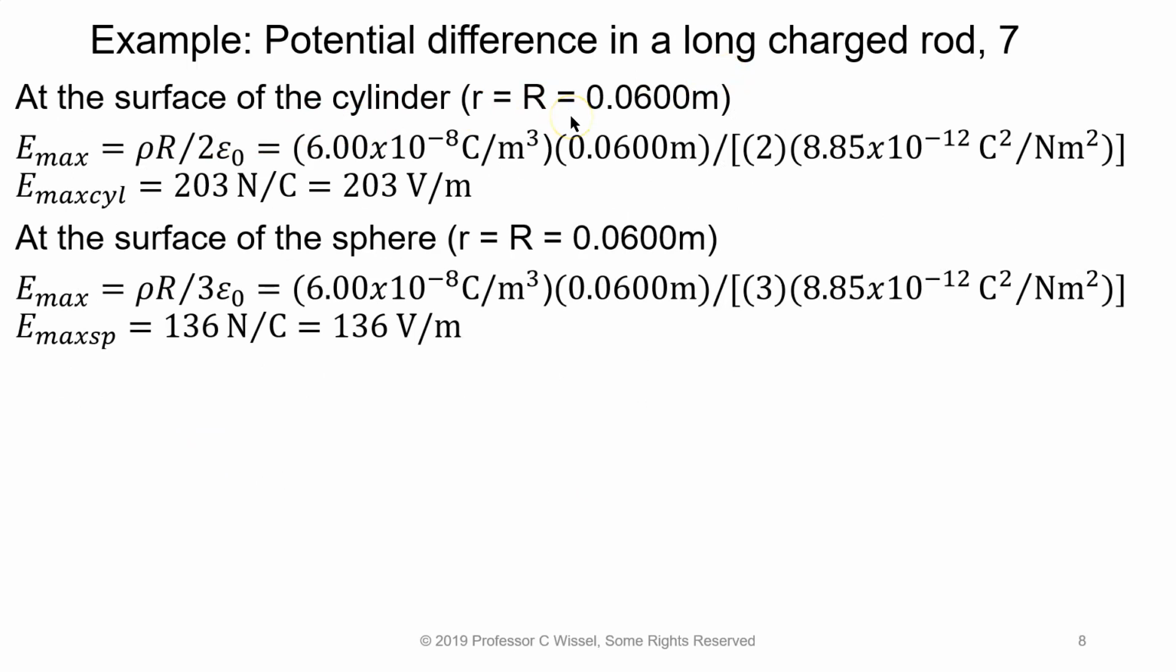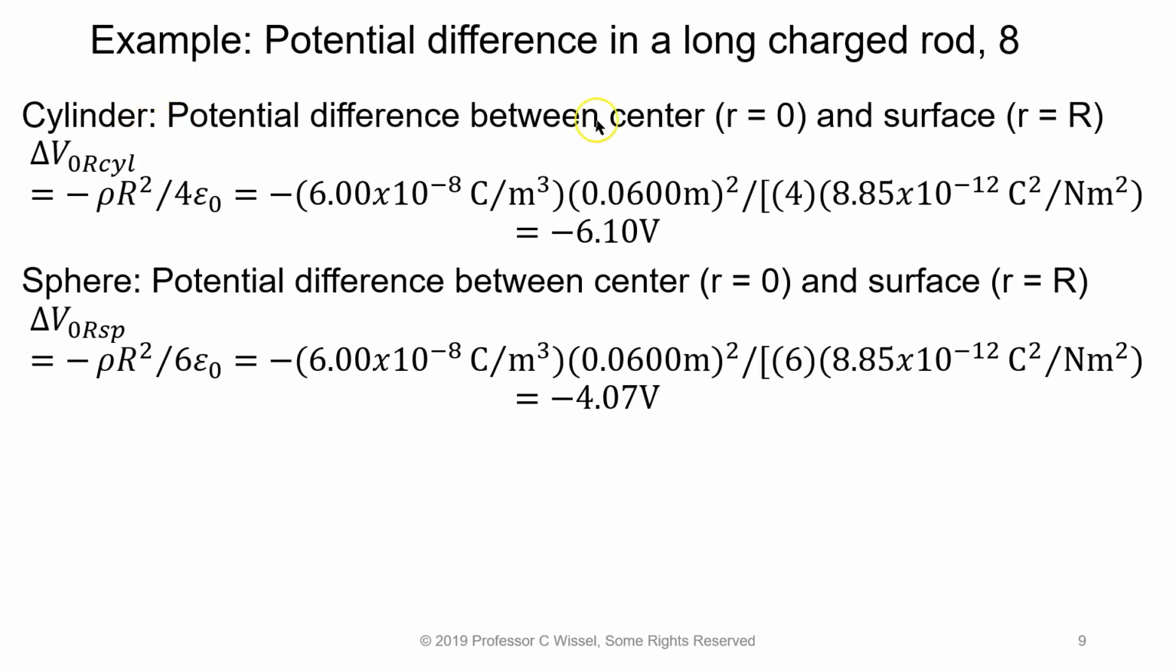At the surface of the cylinder, E max is rho times big R over 2 epsilon naught. If you plug in the numbers here, with big R being 0.0600 meters, and the rest all being the same, you end up with 203 volts per meter. At the surface of the same size sphere, with big R equal to 0.0600 meters, you wind up with 136 volts per meter. The reason, again, is the difference in the way they're spread out. This one is a long cylinder and this one is a little ball.